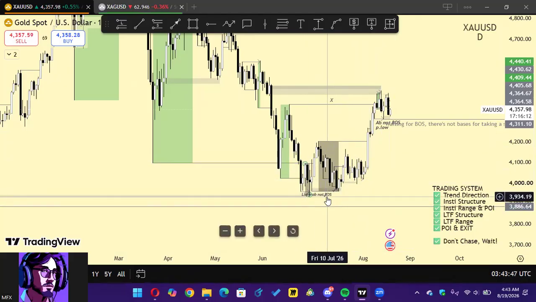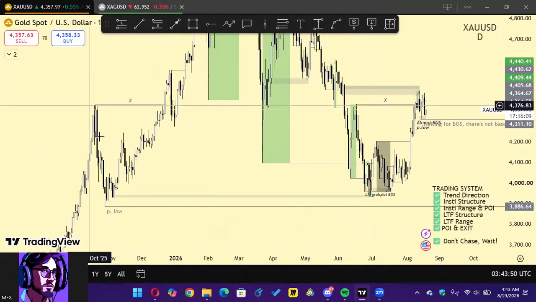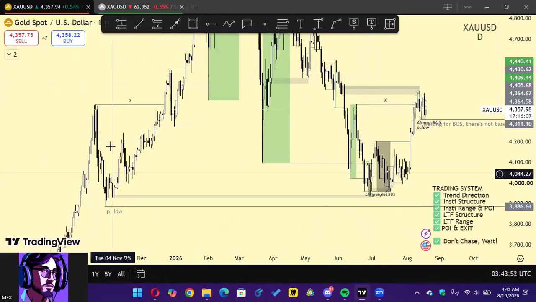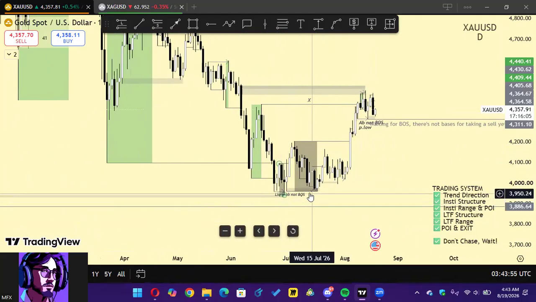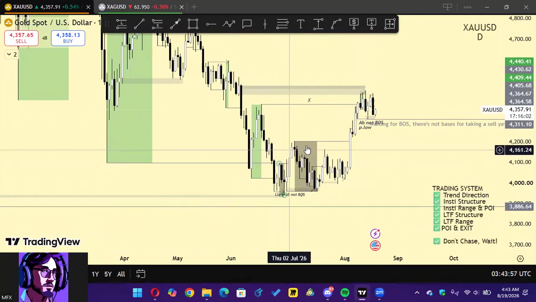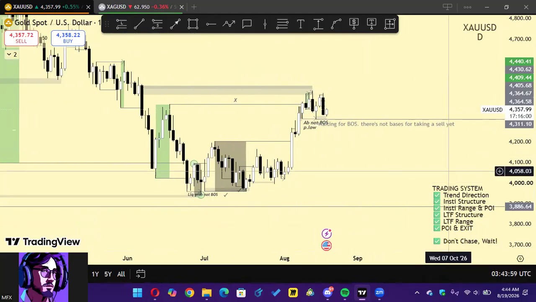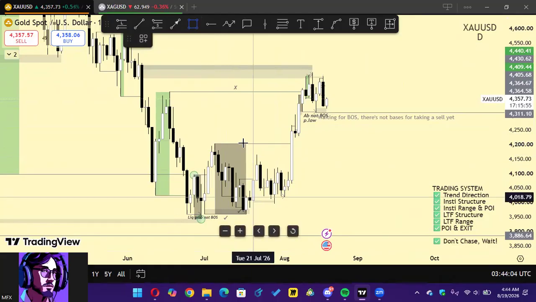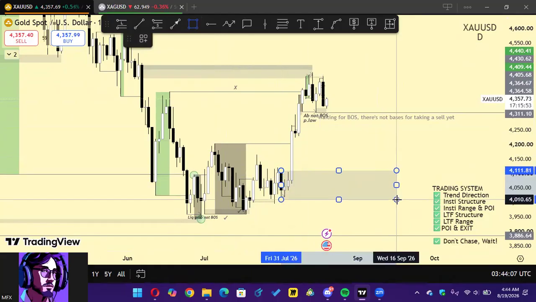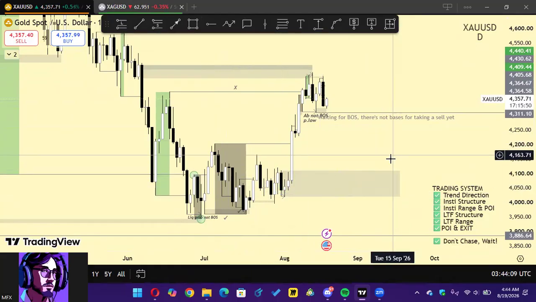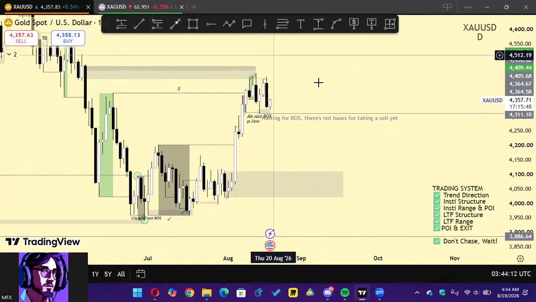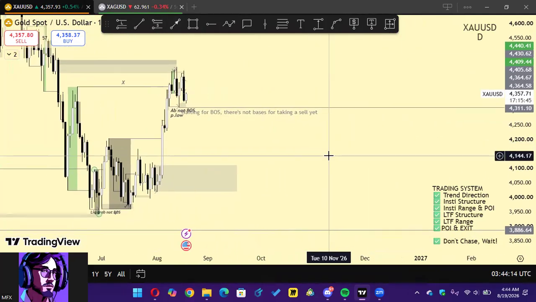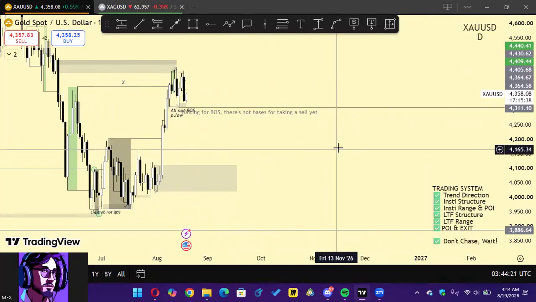And on a daily time frame, after price mitigated this POI of this institutional range, we had this double information, MB1 and MB2, to the opposite side of trend. And this is what I'm looking at. This range actually has a POI, which is this. I told you guys this double information is one of the most valued and one of my most powerful trading systems.